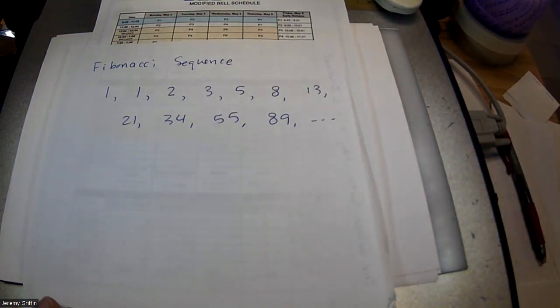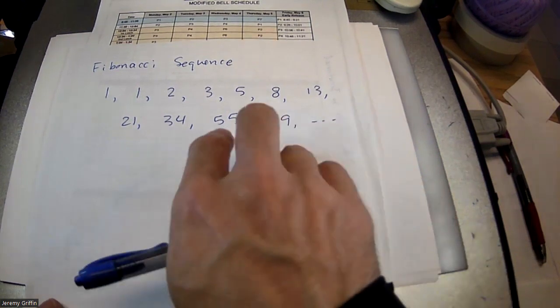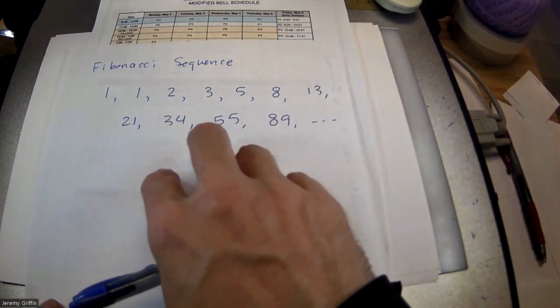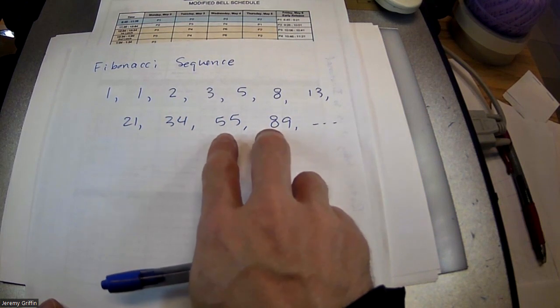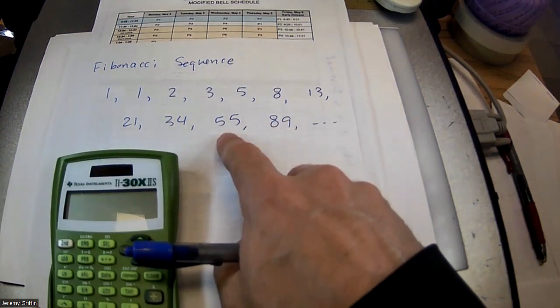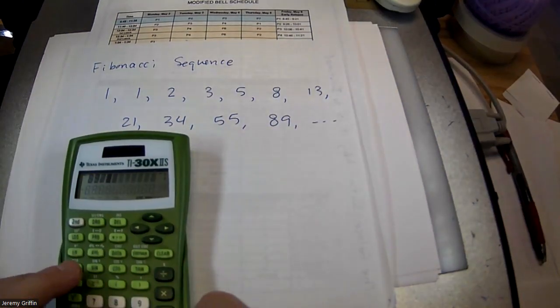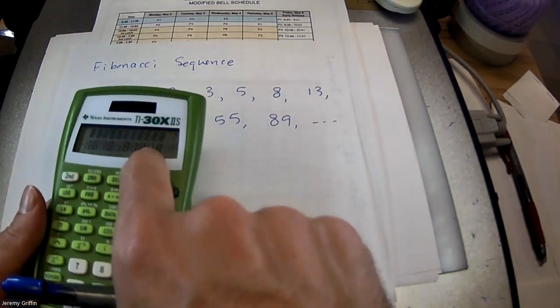Now, something kind of funny. If you take the ratio of any two of these numbers, especially the larger ones, it actually approximates a certain number. So let's try this out. Like, what is 89 over 55, for example? 89 over 55. Right? That's 1.618 and change.